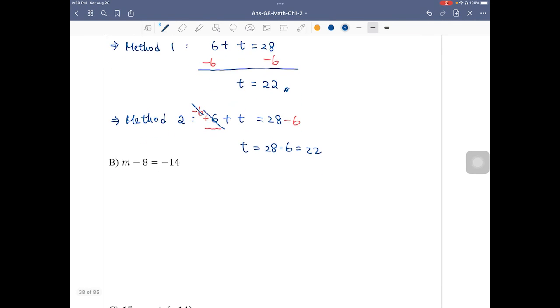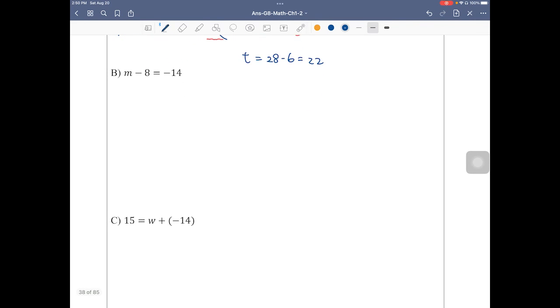For part B, I'll just use the second way. When we see minus A, moving it to the other side becomes plus, the inverse operation. So M equals negative 14 plus A, or you can do mental math, it's just negative 6. Then for C, I circle it and move it to the other side. So plus 14 plus 15, 29 equals W.